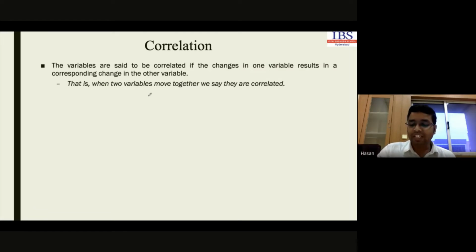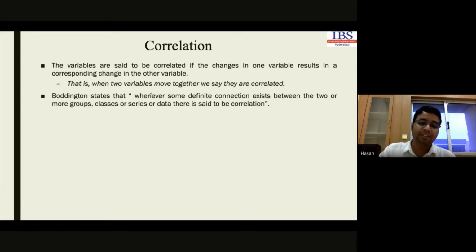Various people have defined correlation in different ways. The very first one is Worthington, who states that whenever some definite connection exists between two or more groups, classes, or series of data, they are said to be correlated.